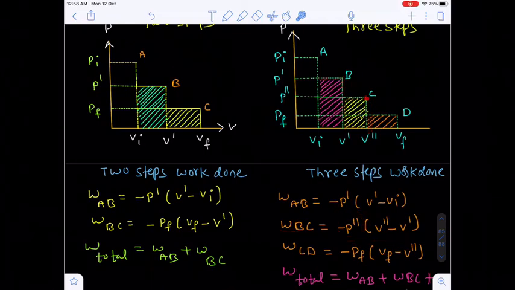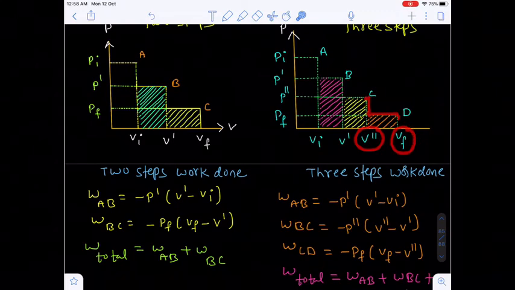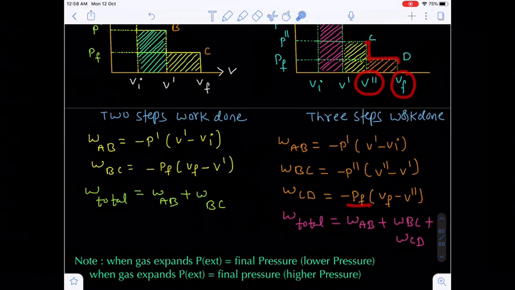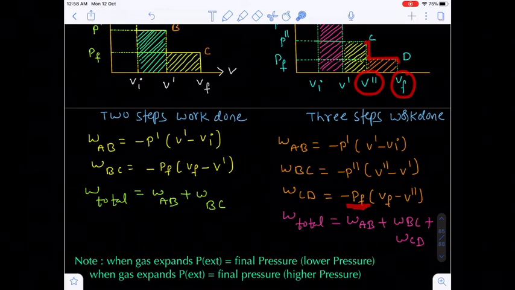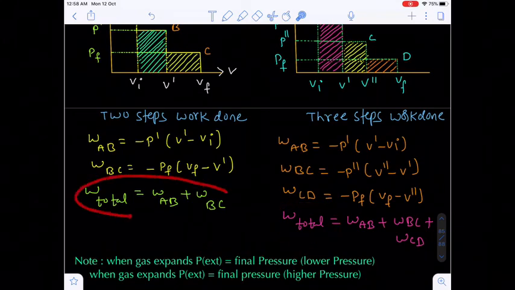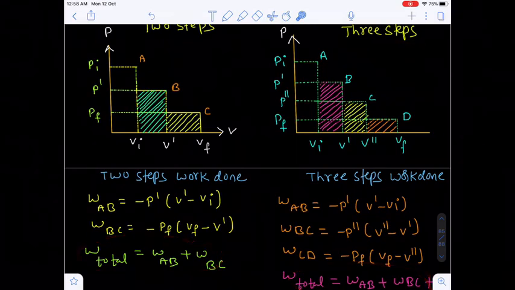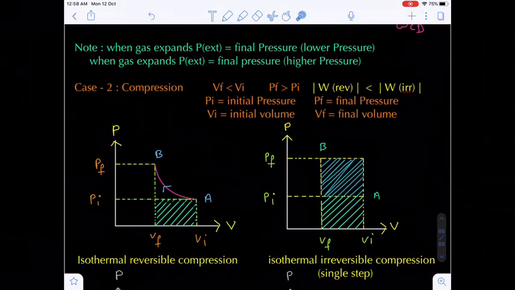And after reaching the point C, again the piston moves in the upward direction. That means the pressure reduces to P final. Once the pressure reduces to P final, the volume has to increase because pressure and volume are inversely proportional, and the volume increases from V double dash to V final. So finally the work done along the path C is P final into what is the final volume here? V final, initial volume V double dash. So after adding the work along these three paths, you will get the total work done. Now tell me, does the total work done value increase, yes or no? Yes, because the number of steps increases, the work done value also increases.